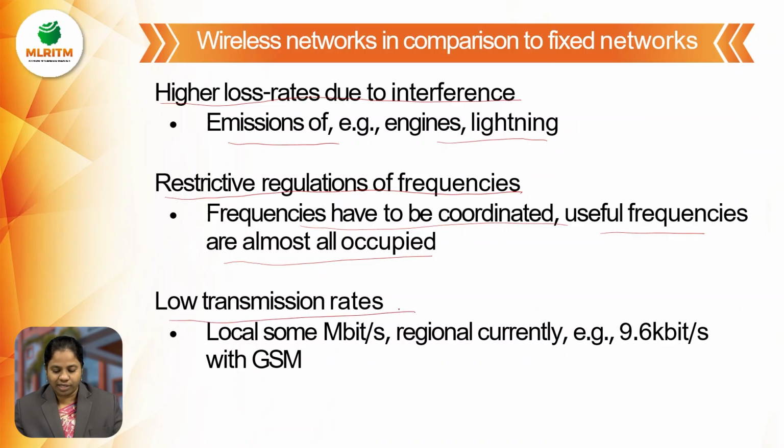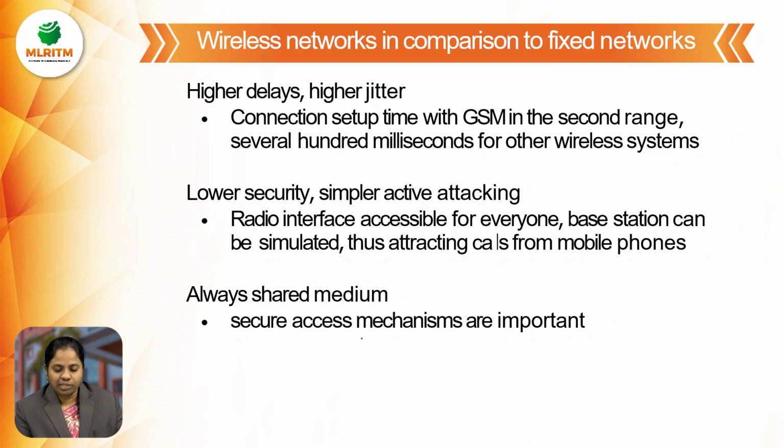Low transmission rates: locally some Mbits, regionally 9.6 kbits with GSM. GSM supported 9.6 kbps for the local transmission rates. Coming to the next parameter, higher delays and higher jitter: connection setup time with GSM in the second range, several hundred milliseconds for other wireless systems.